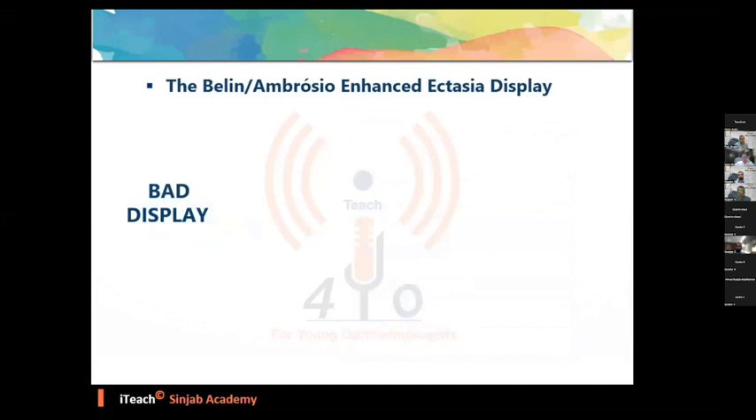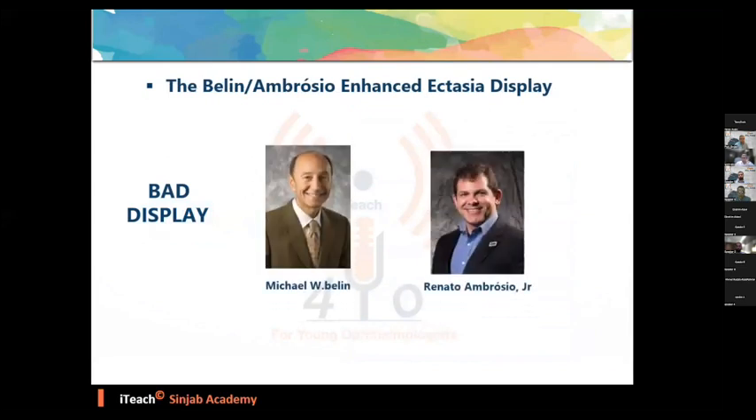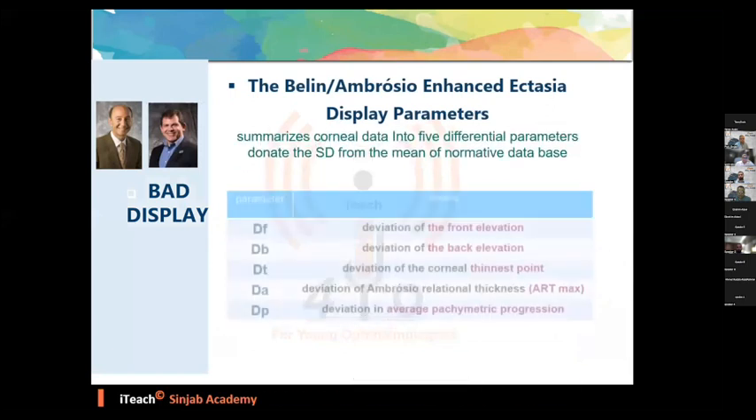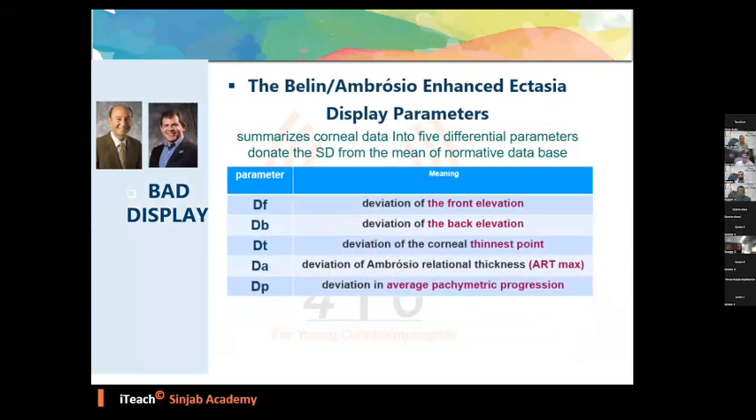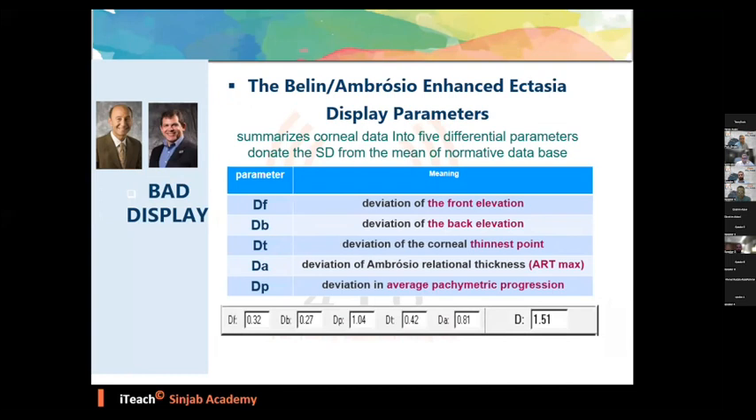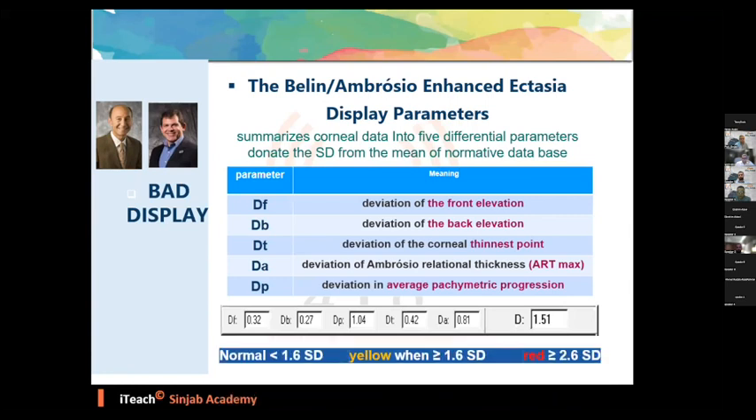And let me remind the audience about the Pellucid Ambrosio enhanced ectasia display. This display was created by Professor Michael Pennell and Professor Renato Ambrosio Jr. It's a comprehensive map for screening patients for ectasia. The display summarizes the corneal data into 5 differential parameters that denote the standard deviation from the mean of normative data. For example, the DF is the deviation of front elevation, the DB is the deviation of back elevation, the DT is the deviation of thinnest points, the DA is the deviation of the Ambrosio relational thickness max, the DB is the deviation of pachymetric progression. They are all color coded.